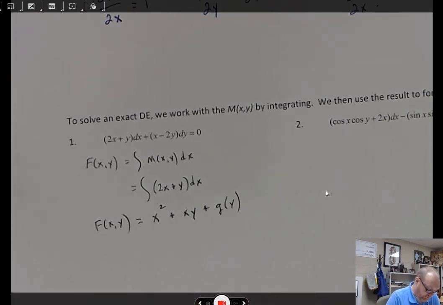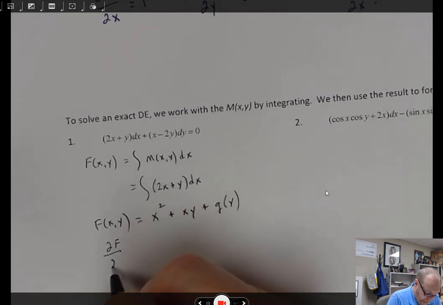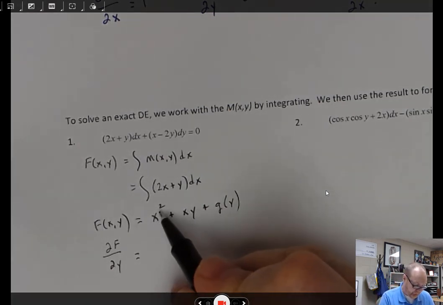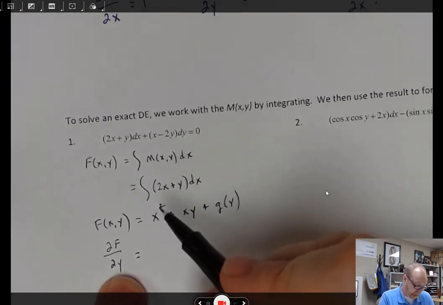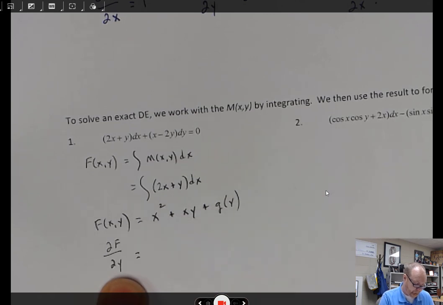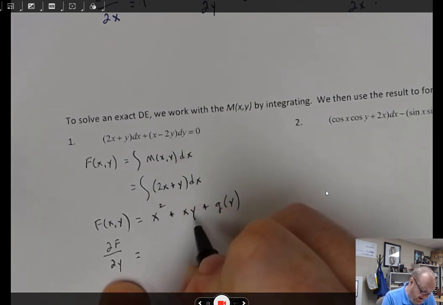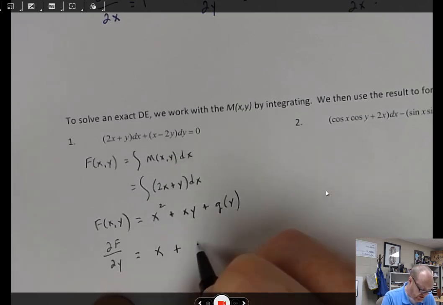Now what I want to do is take the partial of F with respect to y. I just integrated with respect to x. Now I'm differentiating with respect to y. So the derivative of x squared, again, x is a constant, is 0. The derivative of xy with respect to y is just an x. And the derivative of g of y is just g prime.